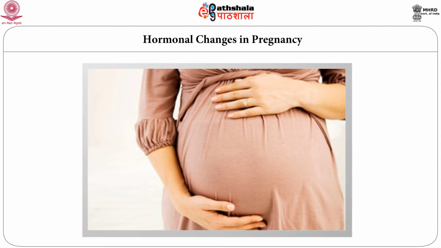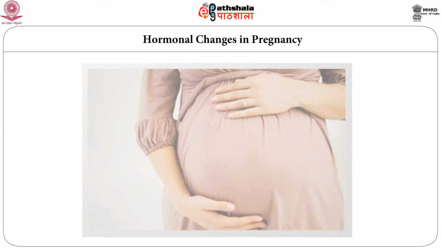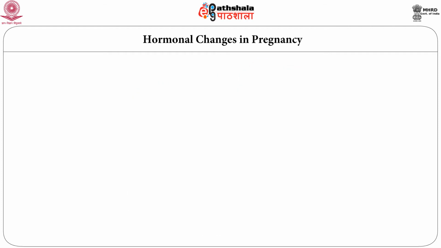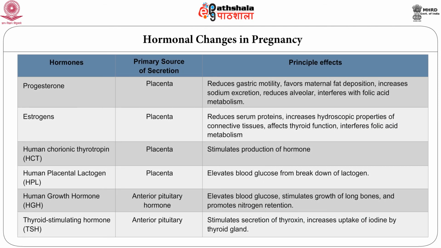So let us learn about what are the hormonal changes in pregnancy. The pregnant women secrete more than 30 hormones throughout gestation. Most hormones are proteins or steroids that are synthesized from precursors such as amino acids and cholesterol in endocrine glands. The production is influenced by the mother's health and nutritional status. Some of the hormones that exert important effects on nutrient metabolism are summarized, which is shown in the table.